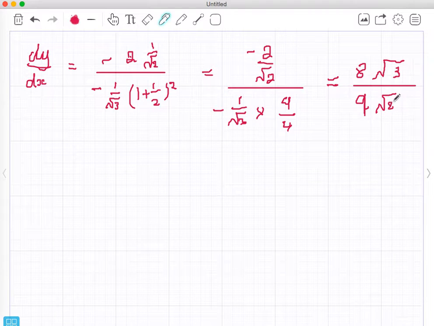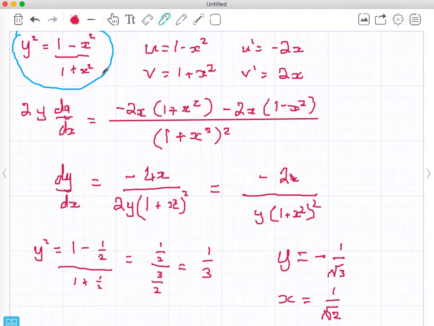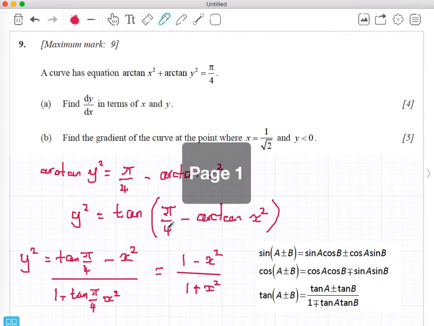And we can even get rid of the root 2 by multiplying the top and the bottom by root 2, giving me 8 root 6 divided by 18, and that gives me 4 over 9 root 6. So in actual fact, apart from doing the number work here for part B, because of the method we use for part A, it made part B a lot easier. And this idea of using the compound angle here with tan has been used a lot over the last few years at a higher level.